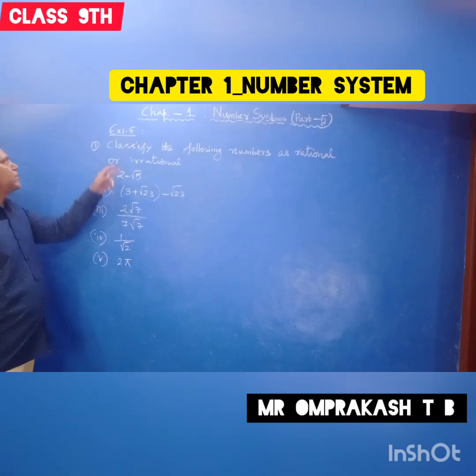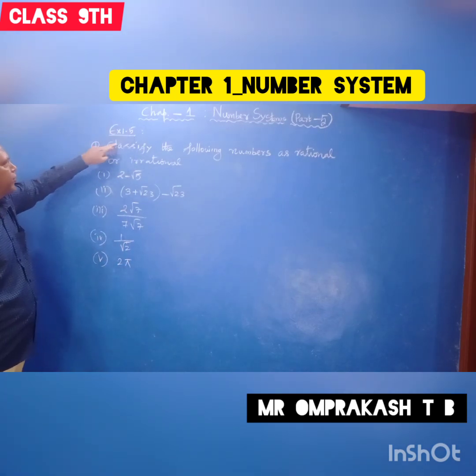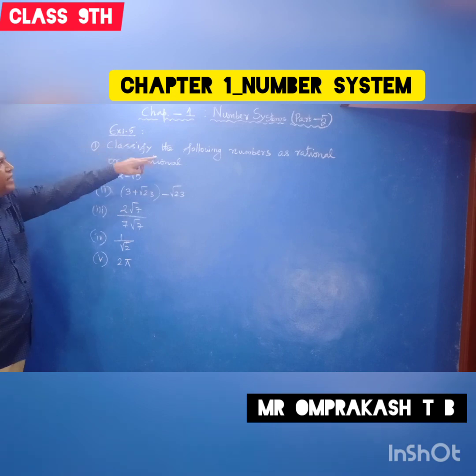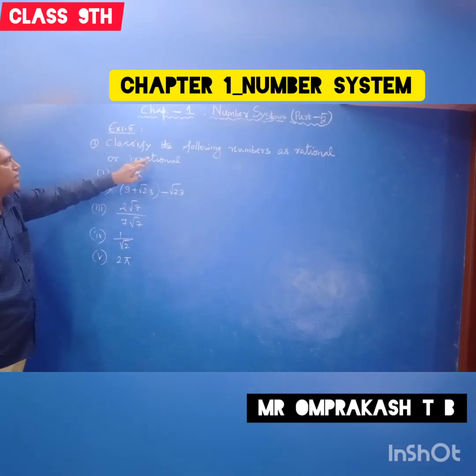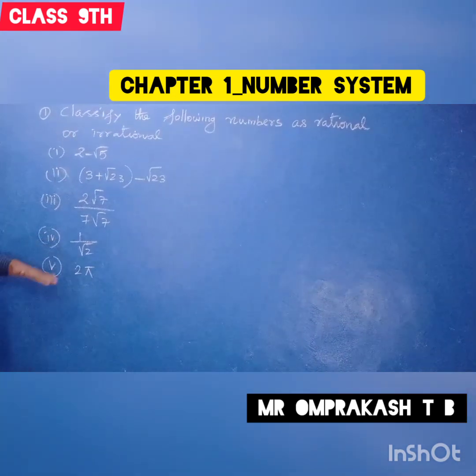So next we will see some exercise 1.5 problems. First problem is: classify the following numbers as rational or irrational. Some numbers are given; you have to classify whether it is a rational number or an irrational number. Okay. After simplification only, clear? If there is any possibility to do simplification, do the simplification. Then only you have to classify. Straight away you should not do.